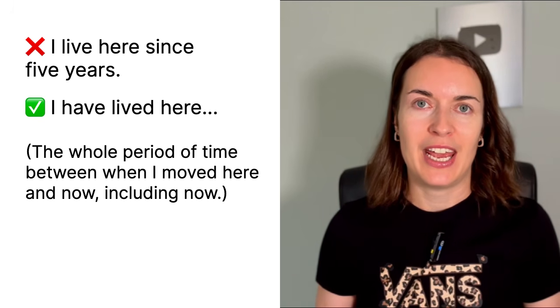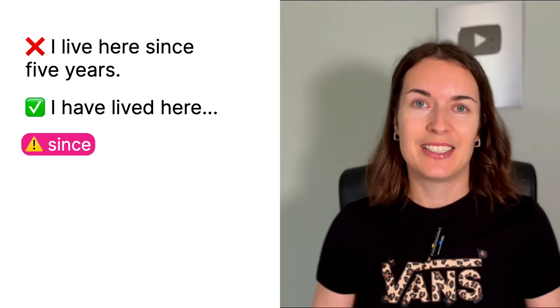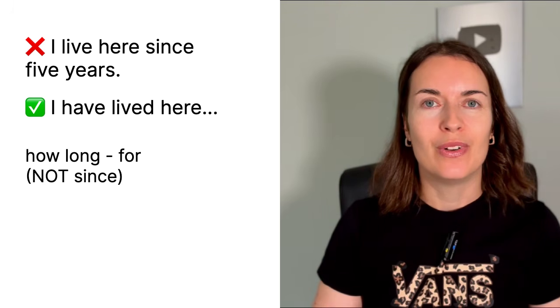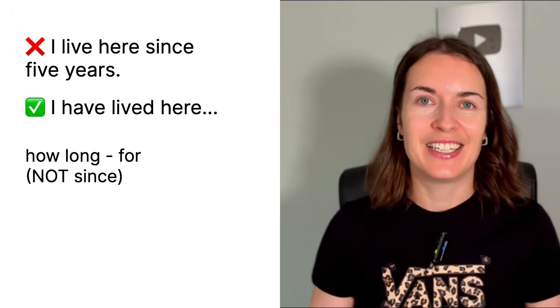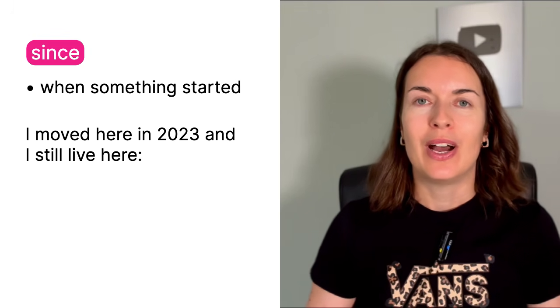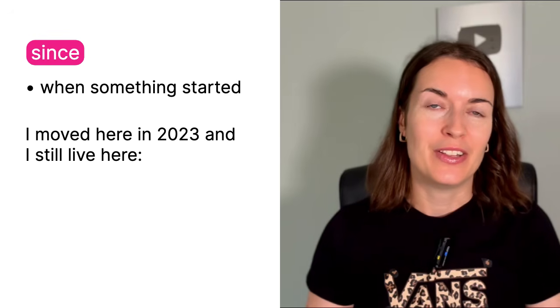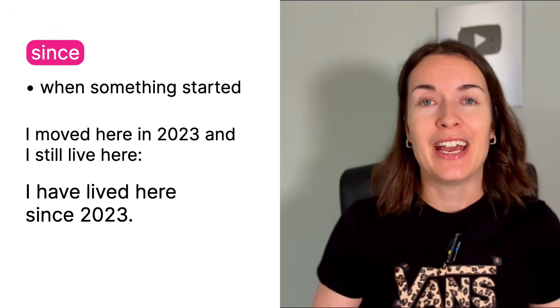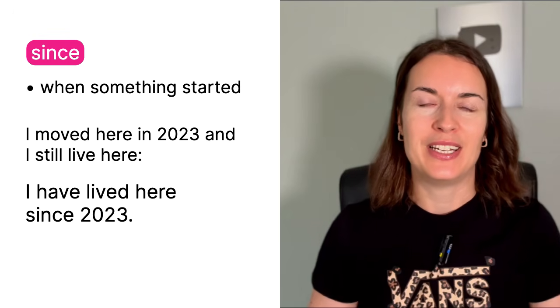I have lived here. And the other mistake is about the word since. So when we talk about how long, we need for and not since. So I have lived here for 5 years. Since is different. It's about when something started. So for example, I moved here in 2023 and I still live here. So I would say I have lived here since 2023.